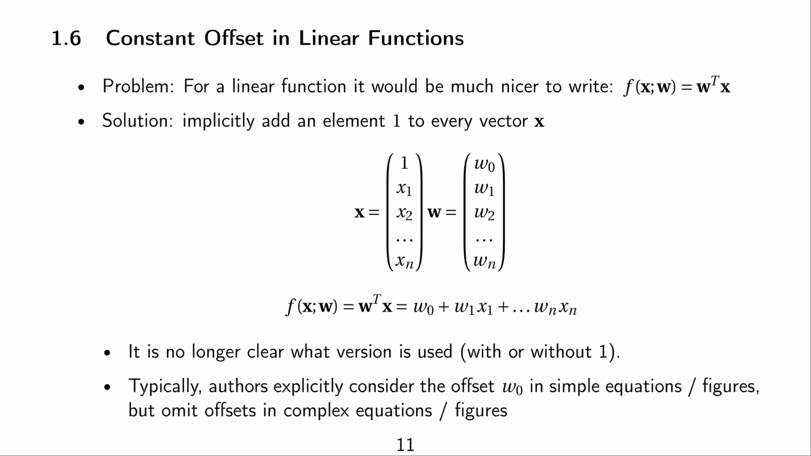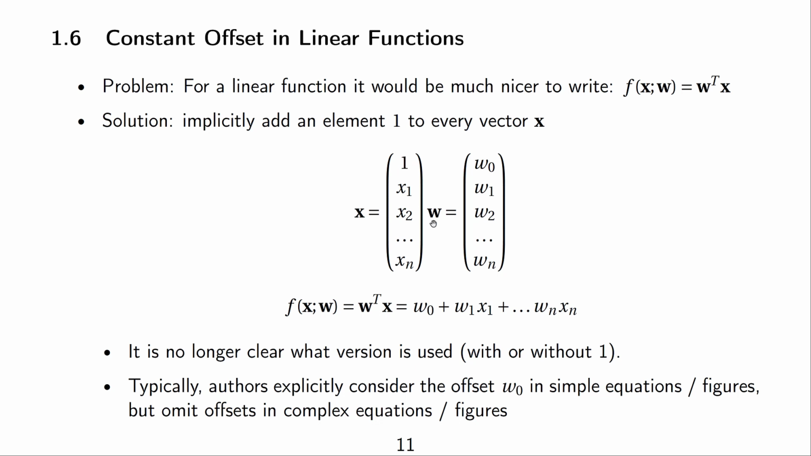This constant offset in a linear function poses some obstacle to notational convenience. So if you had a linear function, it would be much nicer to write w transpose times x rather than w transpose times x plus some constant offset in the end. And the solution is to implicitly add an element 1 to every vector x. This is something in some sense similar to homogeneous coordinates that are used in graphics, in case you took a graphics course before. So what we have now is that this vector x that has components x1, x2, up to xn, so it's an n-dimensional vector, gets this additional component 1 that is kind of implicitly virtually added to it.